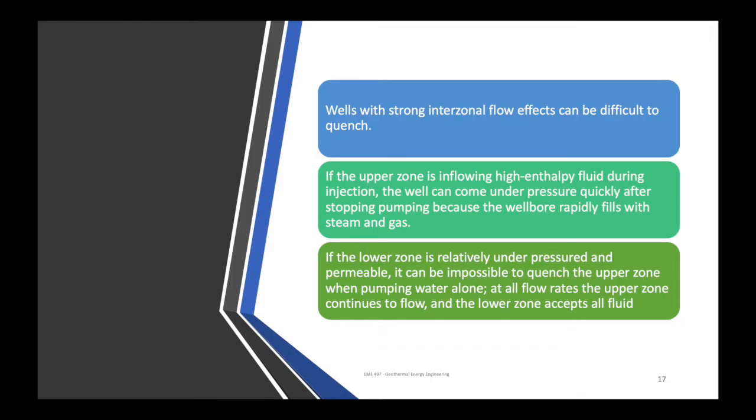Wells with strong interzonal flow effects can be difficult to quench. If the upper zone is inflowing high enthalpy fluid during injection, the well can come under pressure quickly after stopping pumping because the wellbore rapidly fills with steam and gas. If the lower zone is relatively underpressured and permeable, it can be impossible to quench the upper zone when pumping water alone. At all flow rates, the upper zone continues to flow and the lower zone accepts all fluid.